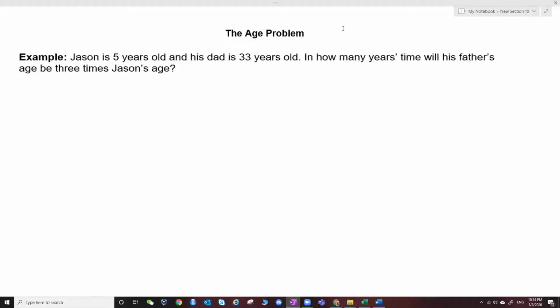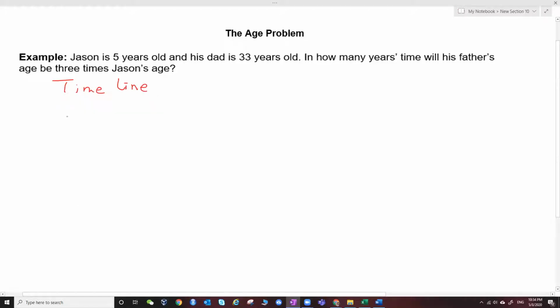Jason is 5 years old and his dad is 33 years old. In how many years' time will his father's age be 3 times Jason's age? Clearly, there are 2 time points involved in this problem. So we're going to first draw a timeline. Let's do a timeline.